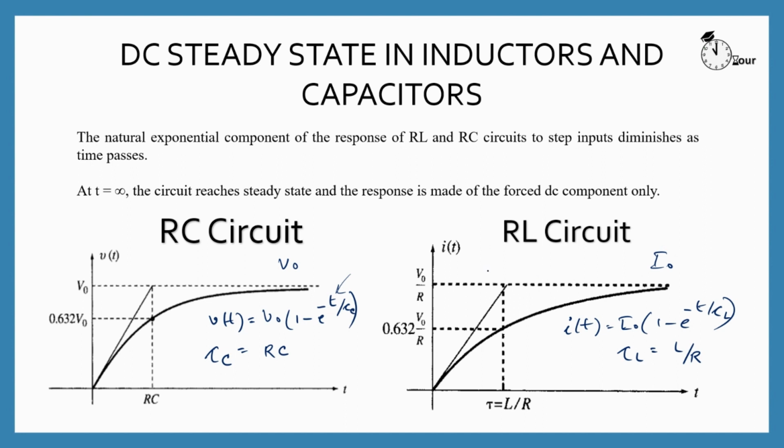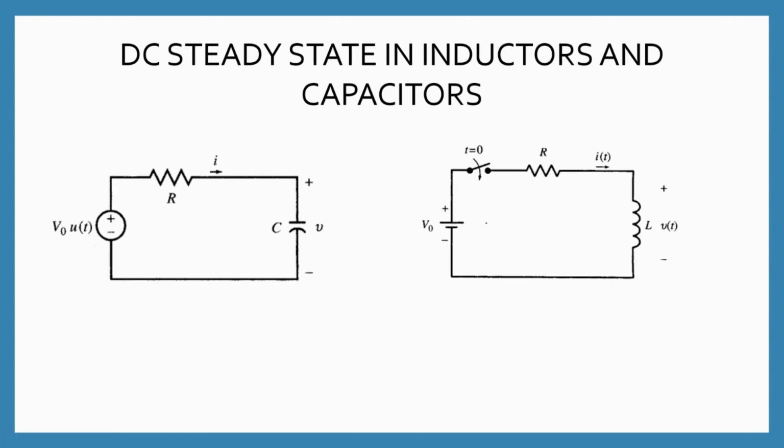Now if we look at this response, it shows very clearly that when t tends to infinity, this curve is going to attain V naught for the RC circuit, and for the RL circuit, this curve is going to attain V naught by R, which is nothing but I naught at t equal to infinity.